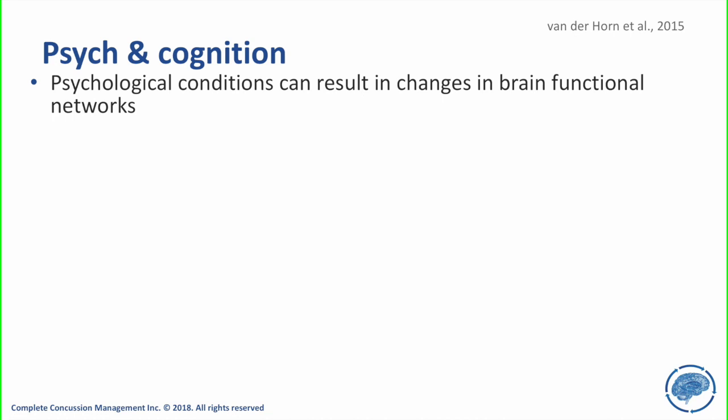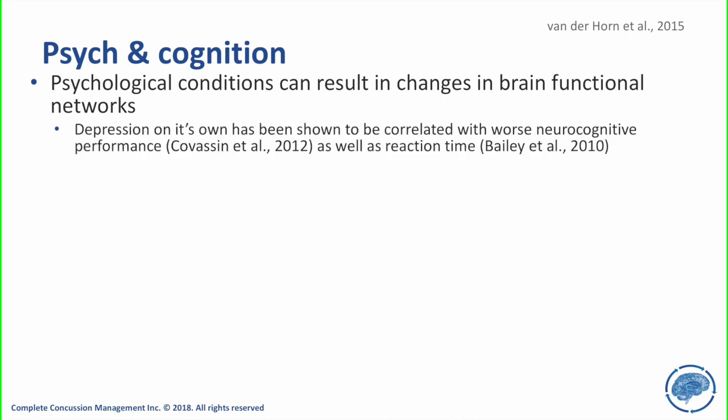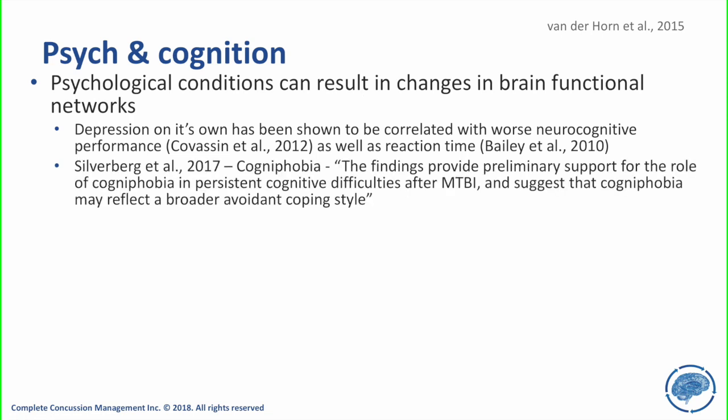And this is also how psych gets into the cognitive function. So depression on its own has been correlated with worse neurocognitive performance. It's been correlated with worse reaction time. There's also a concept called cognophobia, where concussion patients believe that if they do something, their symptoms will get worse, and so therefore they avoid doing anything. And that actually just makes them worse and worse and worse because they're not using their brain.